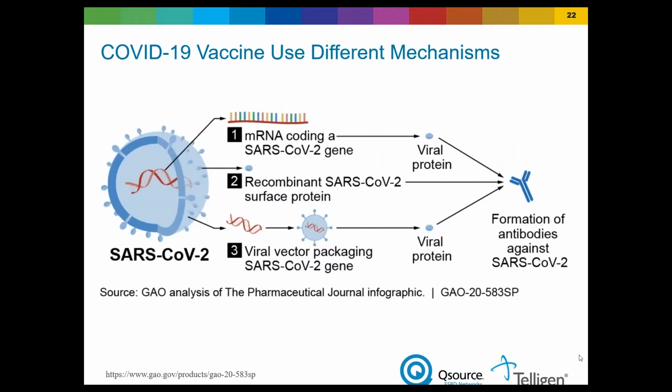So this summarizes the three vaccine types we talked about: the mRNA vaccine, the viral vector packaging vaccine, and then in between is the recombinant surface protein vaccine. So in all three types, you have a viral protein that's administered or sent to the body that gives the recipe or the message for the body to make the antibodies so that we can fight these infections. Next slide.